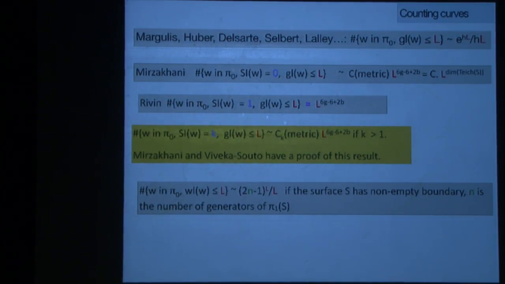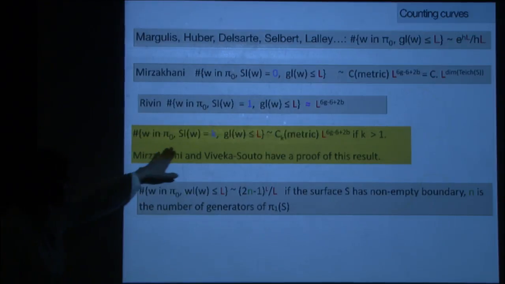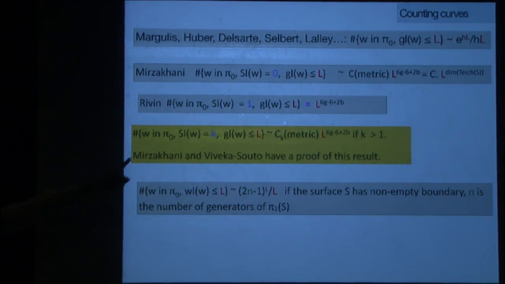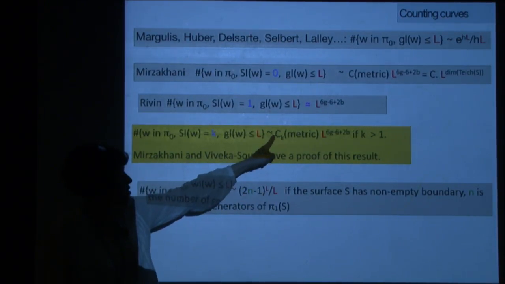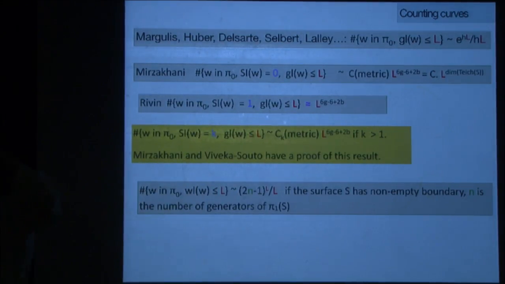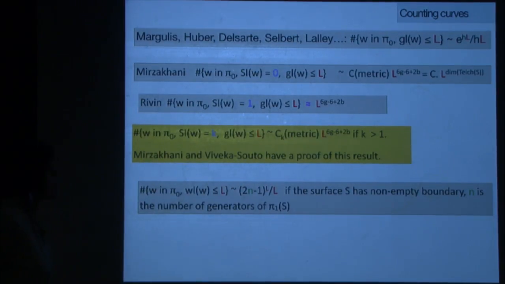This is Vivica, last year, no? Vivica, Soto and Misakari also show that this happens: if you fix the self-intersection, you have the same type of growth. These constants, notice there's a little k there. So for each self-intersection you have a different constant. Again, if they were all the same, it would be hard to get this exponential by adding all these same constants. So the constant depends on the metric and the self-intersection number.